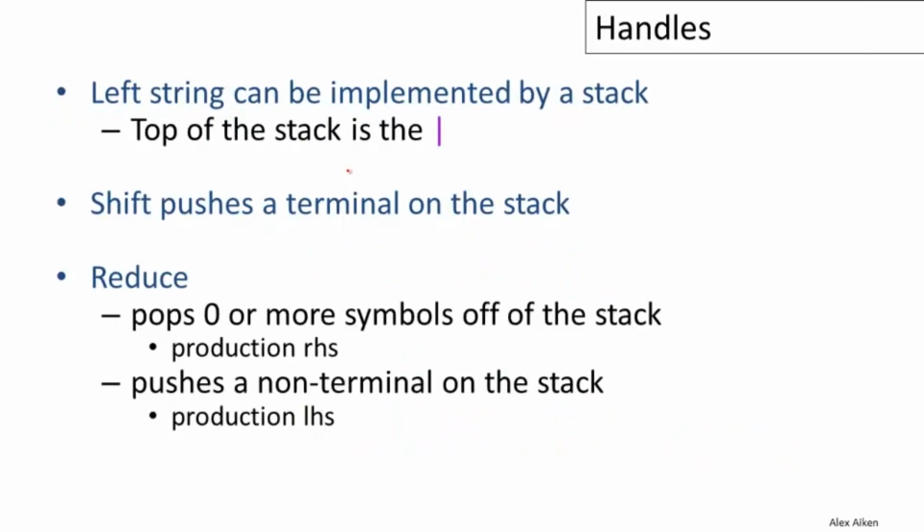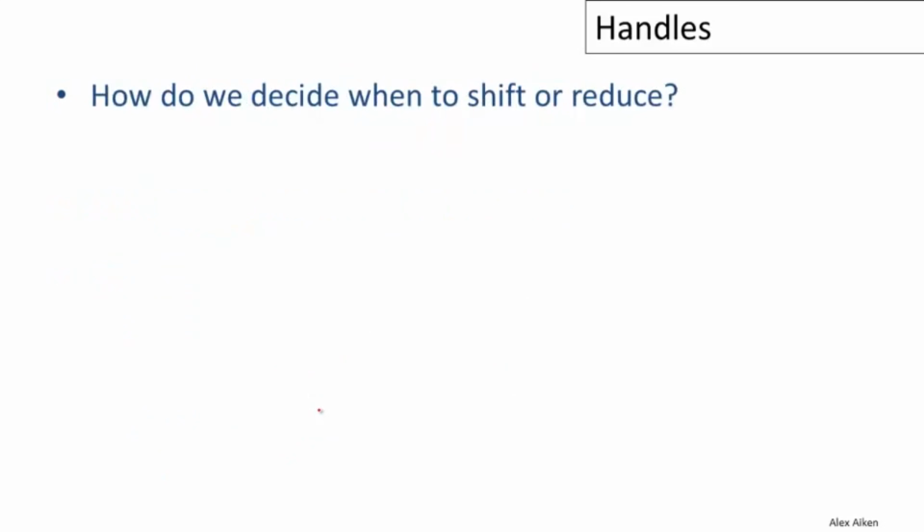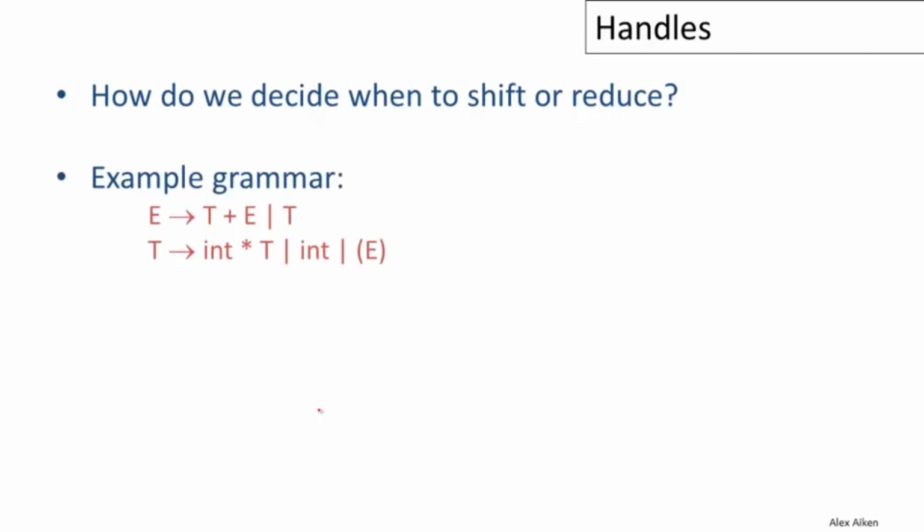And also reviewing what we did in the last video, the left string can be implemented by a stack where the top of the stack is marked by the vertical bar. So shift pushes a terminal onto the stack and reduce pops 0 or more symbols off the stack, and that's going to be the right-hand side of some production. And then it's going to push one non-terminal onto the stack, which is the left-hand side of that same production. And the key question in bottom-up parsing, and one that we haven't addressed at all yet, is how do we decide when to shift and when to reduce?